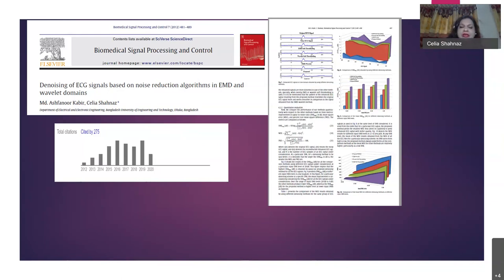That's a very important thing that we have been doing for many years. And now we are trying to develop an app that will help doctors do this denoising very quickly and have this denoised ECG data for better treatment.